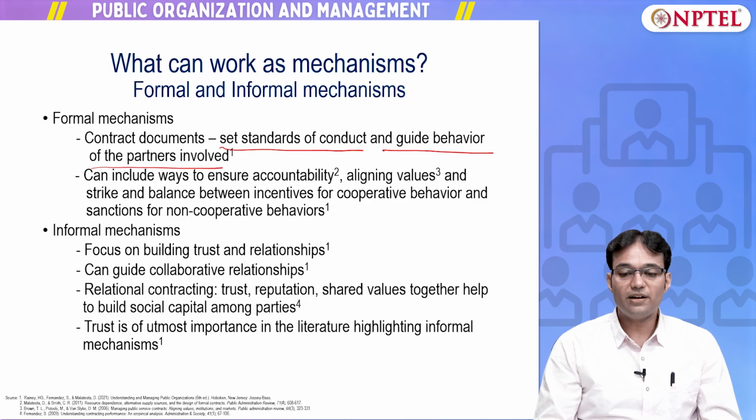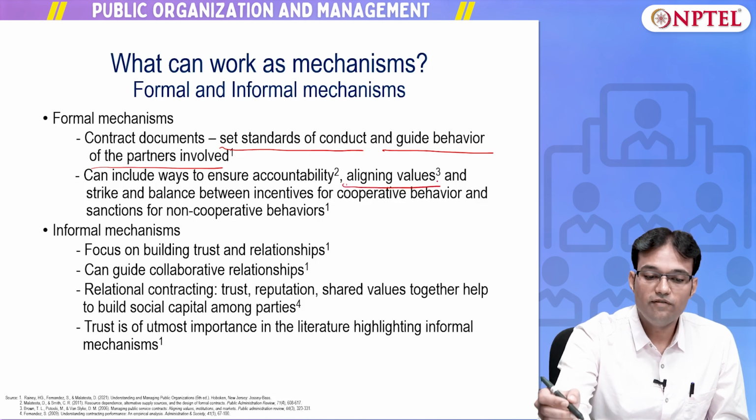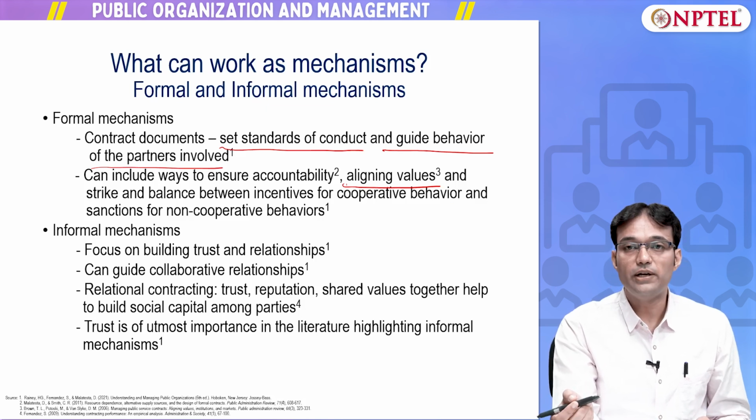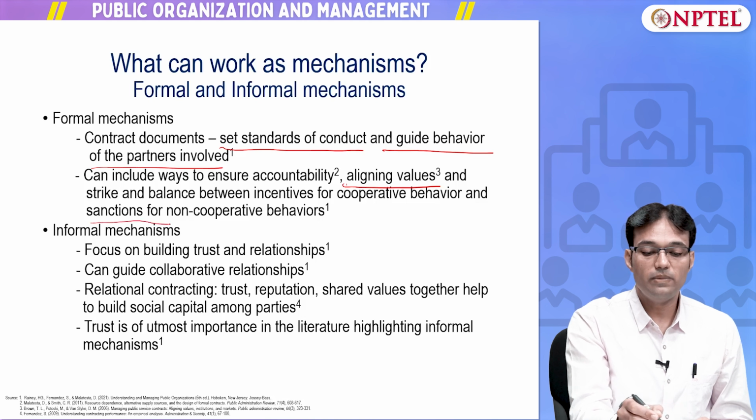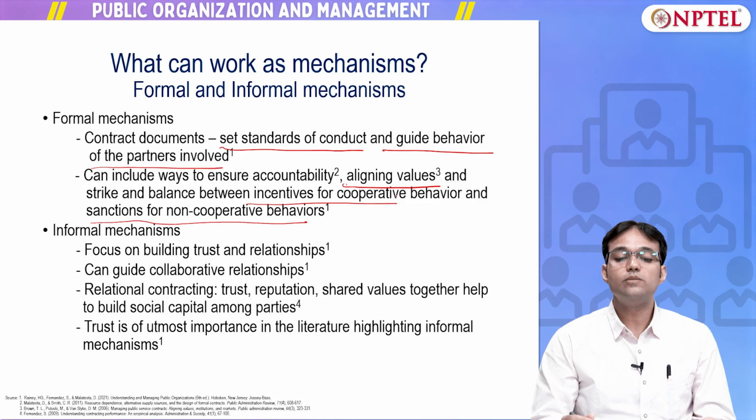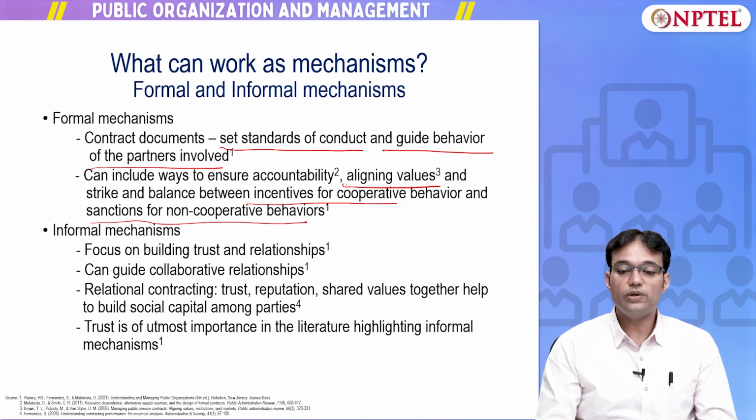Now, all these are required to ensure accountability and alignment of the values so that the outcomes are not compromised. They also include ways to control non-cooperative behaviors by partners or incentivize cooperation. So, if there are partners who are trying to indulge in non-cooperative behaviors, there will be sanctions for them, and if there is cooperation, there is an incentive. So, striking the balance between incentives for cooperative behavior and sanctions for non-cooperative behavior.